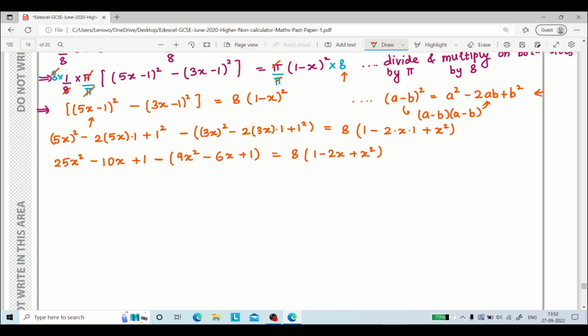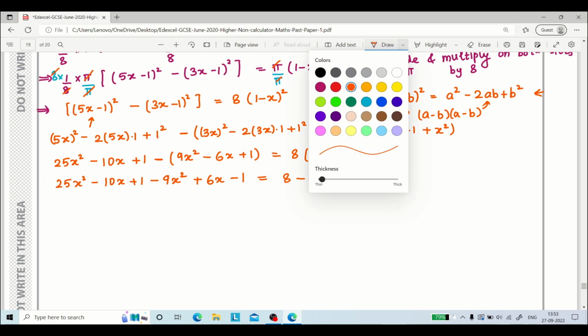Now we have 25x square minus 10x plus 1, and here we are opening up the brackets, the sign will change. Minus 9x square plus, because minus into minus is plus, plus 6x minus 1 equal to, here we are again expanding the brackets, that is 8 into 1 is 8. 8 into minus 2x is minus 16x plus 8x square. I hope we are clear with this step.